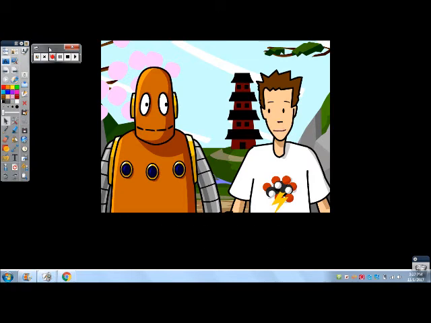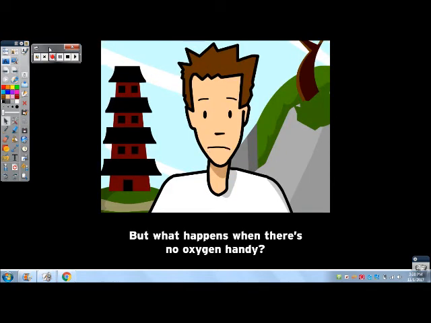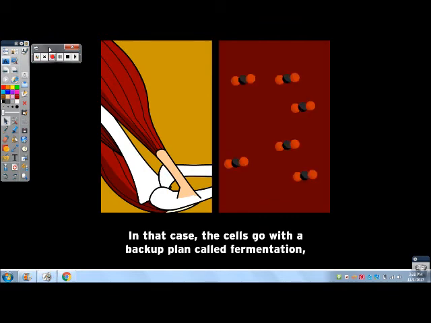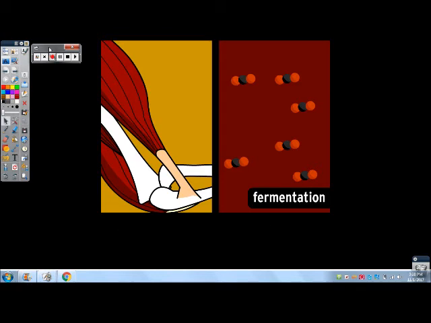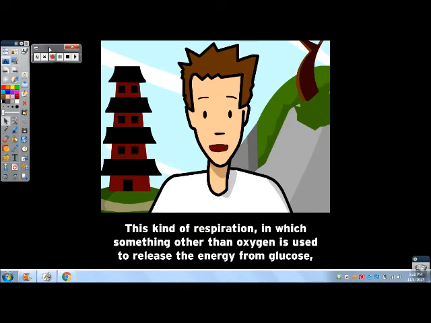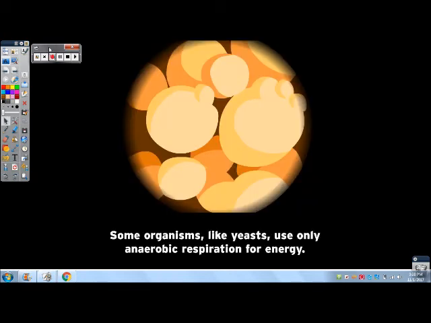Another good point. Because it uses oxygen, cellular respiration is also called aerobic respiration. But what happens when there's no oxygen handy? Like when you're exercising really hard and your lungs can't supply your muscle cells with all the oxygen they need? In that case, the cells go with a backup plan called fermentation, where glucose is processed without oxygen. It doesn't make as much energy as aerobic respiration, but it works for a short time. This kind of respiration, in which something other than oxygen is used to release the energy from glucose, is called anaerobic respiration. Some organisms, like yeasts, use only anaerobic respiration for energy.